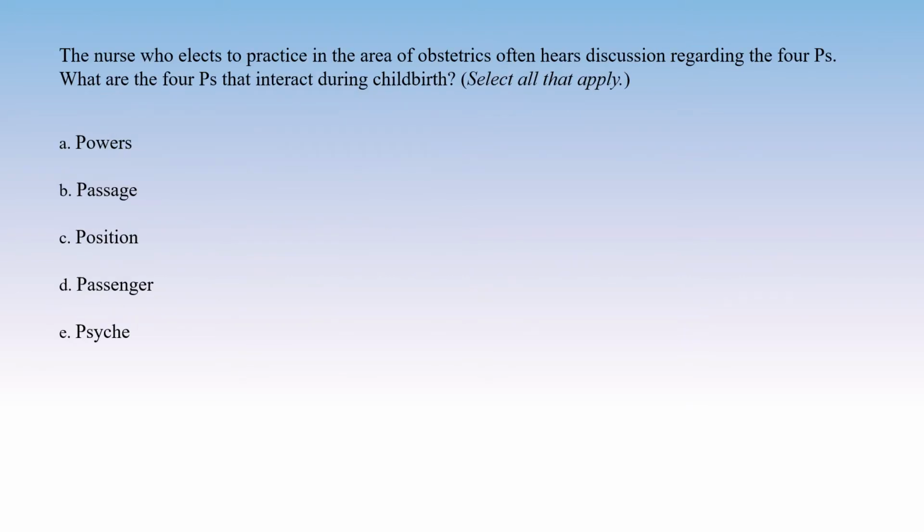The nurse who elects to practice in the area of obstetrics often hears discussion regarding the 4 Ps. What are the 4 Ps that interact during childbirth? Select all that apply. A. Powers, B. Passage, C. Position, D. Passenger, E. Psyche.